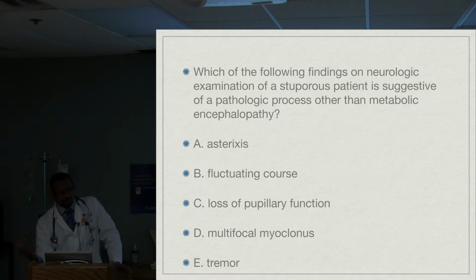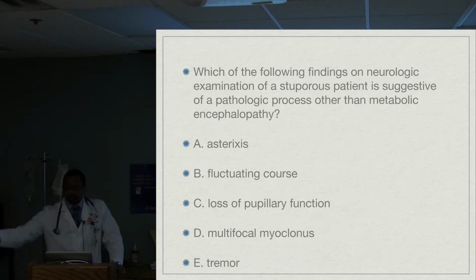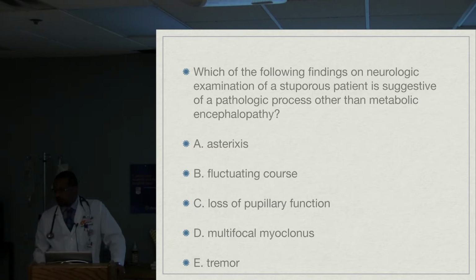Unless you're worried about it, unless they have anything else pathological appearing on the exam. If they have a bleed, they're going to be weak on one side or the other. But just a fluctuating mental status could be from the metabolic abnormalities. But the pupil, we said, is very resistant.